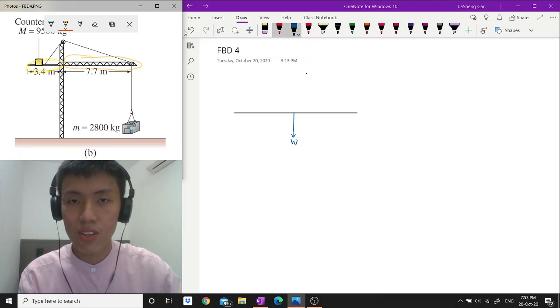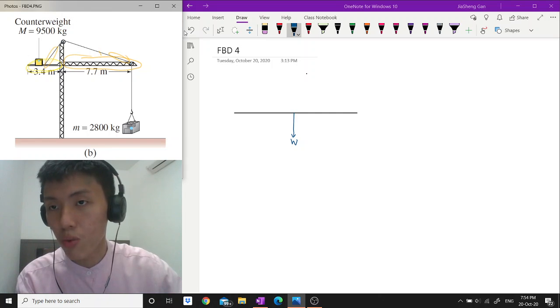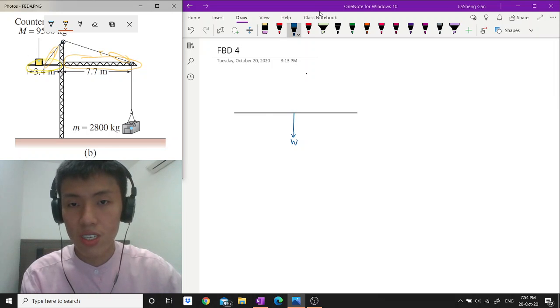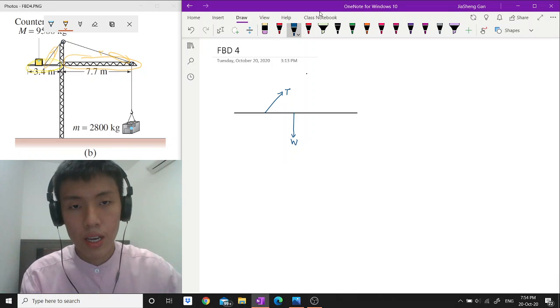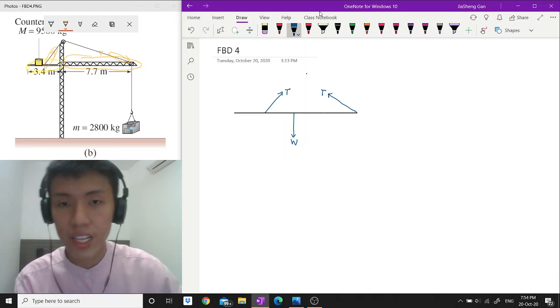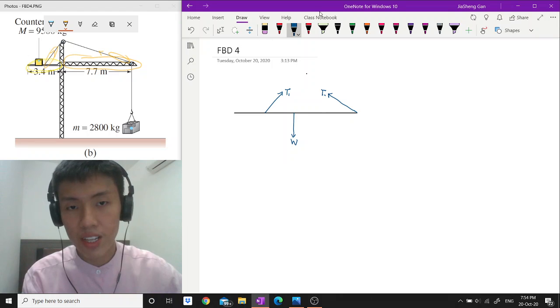Second thing, is it connected to any string? Yes, you have a string here and you have a string here. So away from the object, along the string. So therefore, you have a tension somewhere here, and you have another tension which is somewhere here. So should I label them differently or should I label them the same? Let's just label them differently.